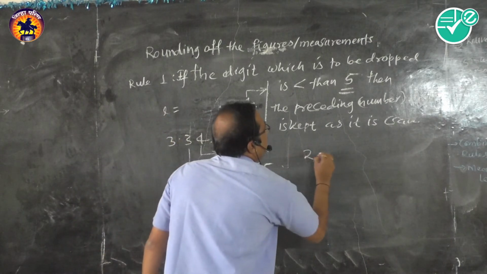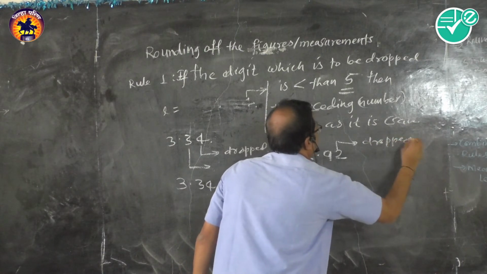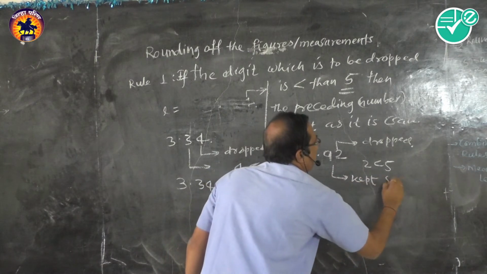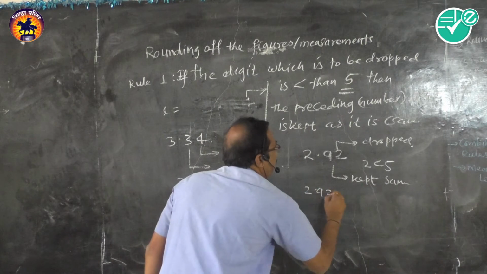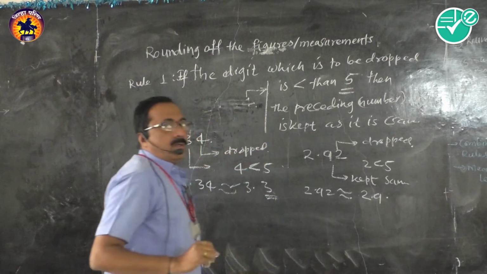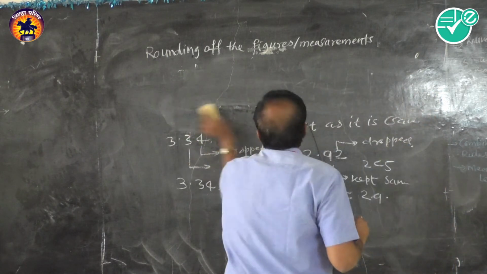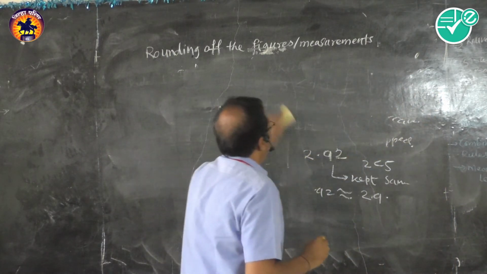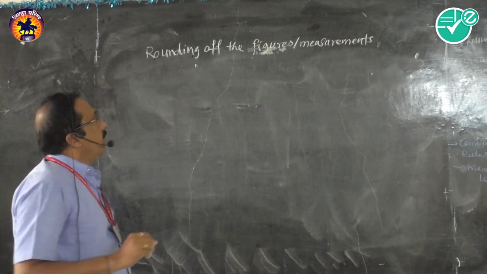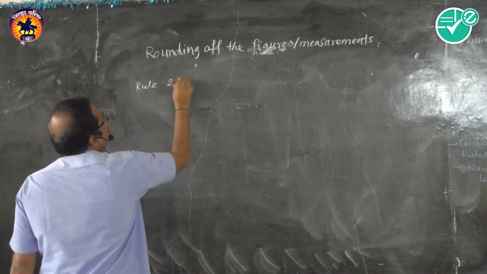We can write 2.92. Here 2 is to be dropped and 2 is less than 5. Therefore 9 is kept the same, kept as is. So 2.92 is approximated or rounded to 2.9. So the applications are in the arithmetic calculations of the measurements, multiplication, addition and division. How these rules are used, we shall discuss afterwards. So let us discuss the second law or second rule, rule 2.